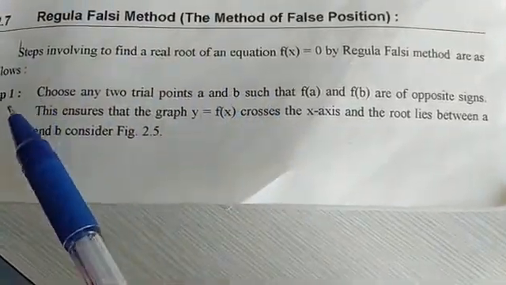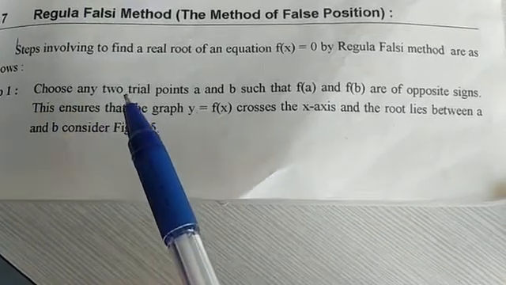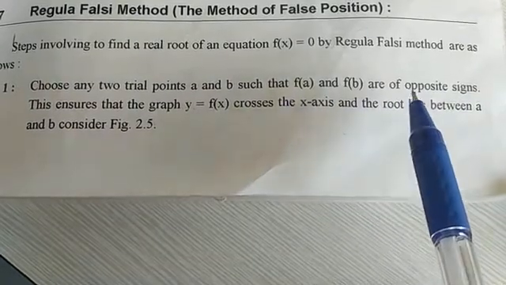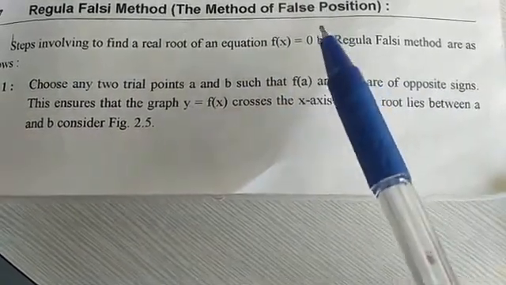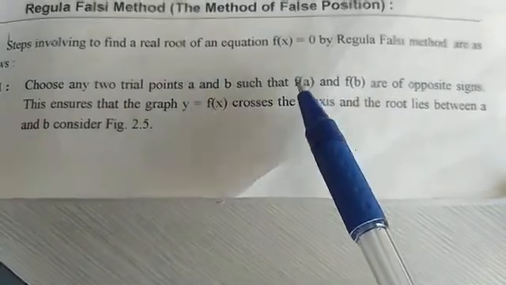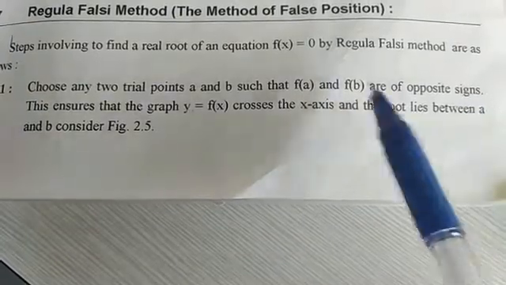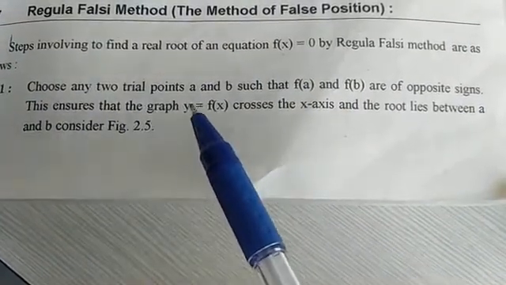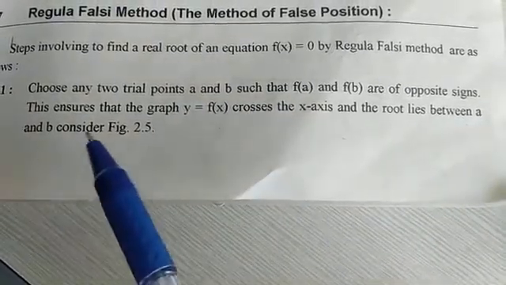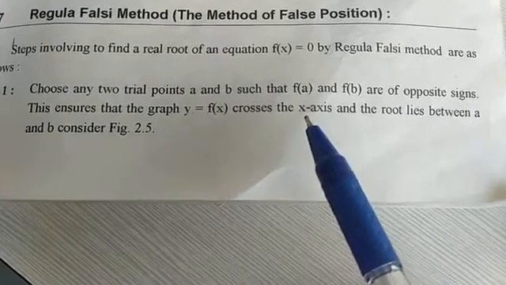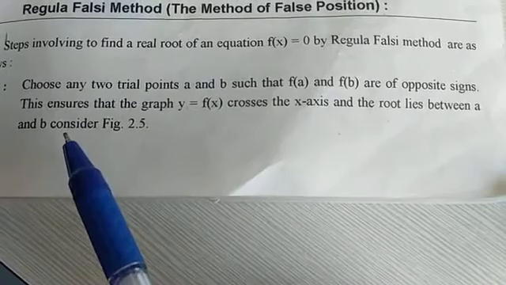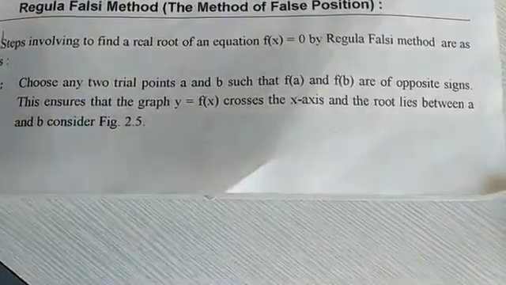In that, the first step is to choose any two trial points A and B such that f of A and f of B are of opposite signs. That means, as in bisection, which we have also studied, we have to choose two trial points such that f of A and f of B have opposite signs. This ensures that the graph y is equal to f of x crosses the x-axis and the root lies between A and B.